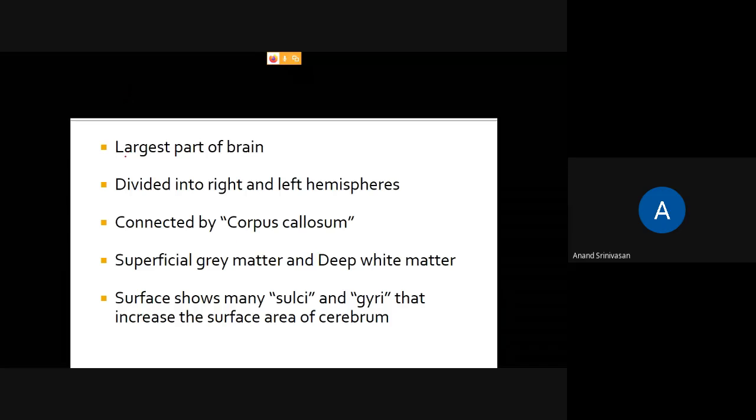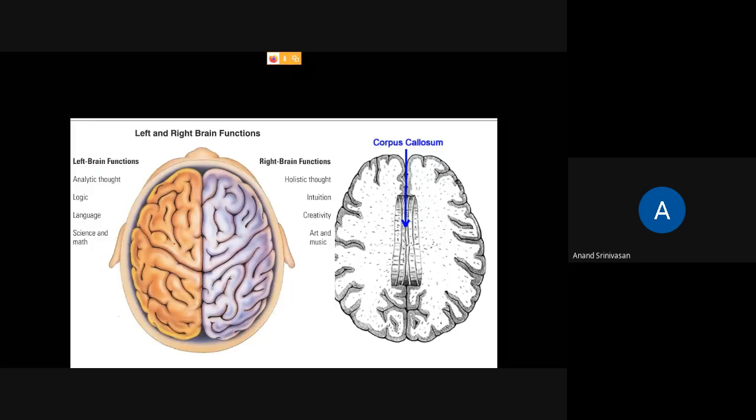So as I said, this is the largest part of the brain, and the cerebrum is divided into right and left hemispheres. Here you can see the right hemisphere and the left hemisphere. In between, it is divided.